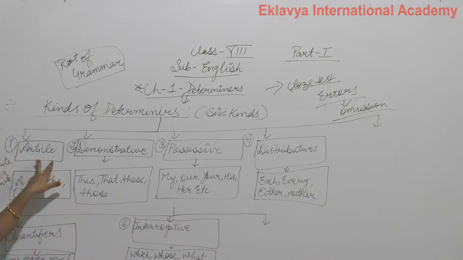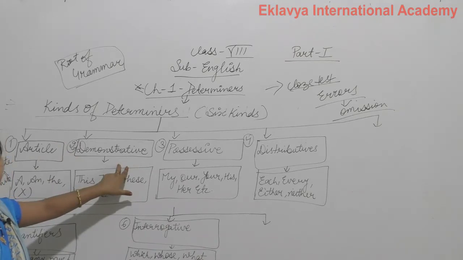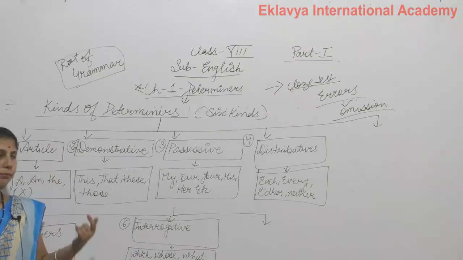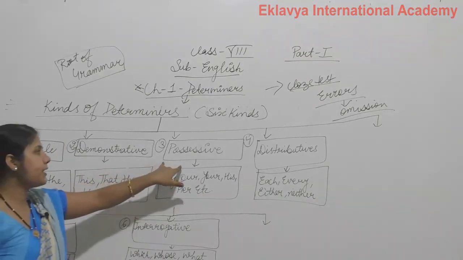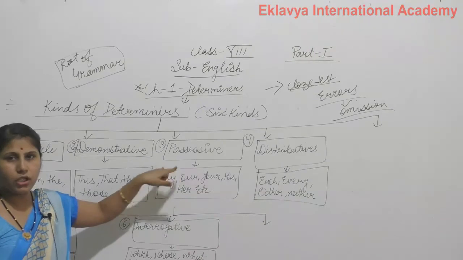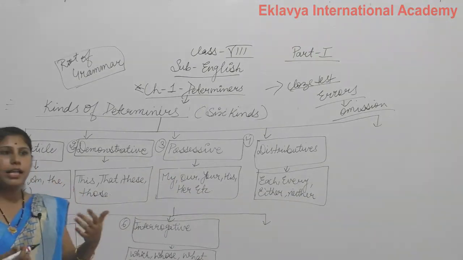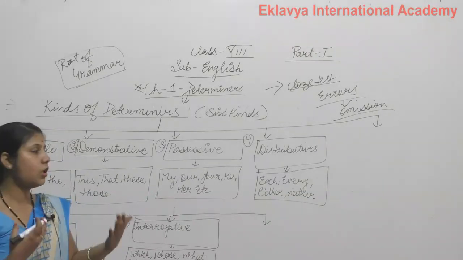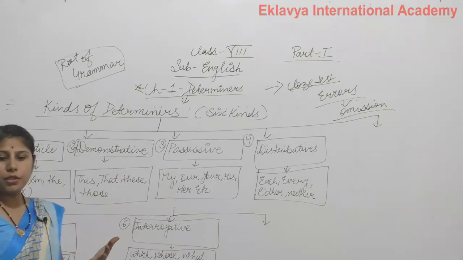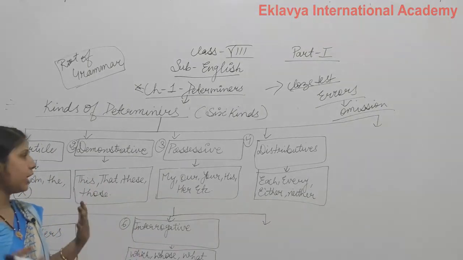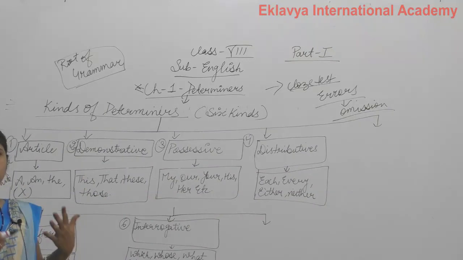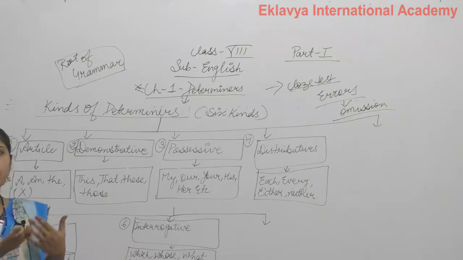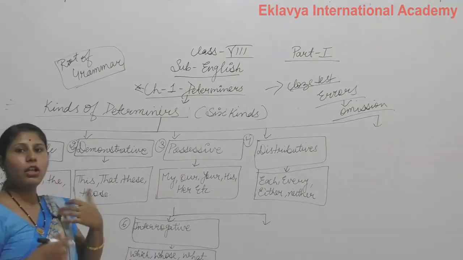Now the first one is article, the second one is demonstrative, and the third one is possessive. What is possessive? Possessive shows possession. Possession means when we talk about ourselves, about herself, about him, about her, about myself. In Hindi we can call it hak jatana, किसी भी चीज का हक जताना.